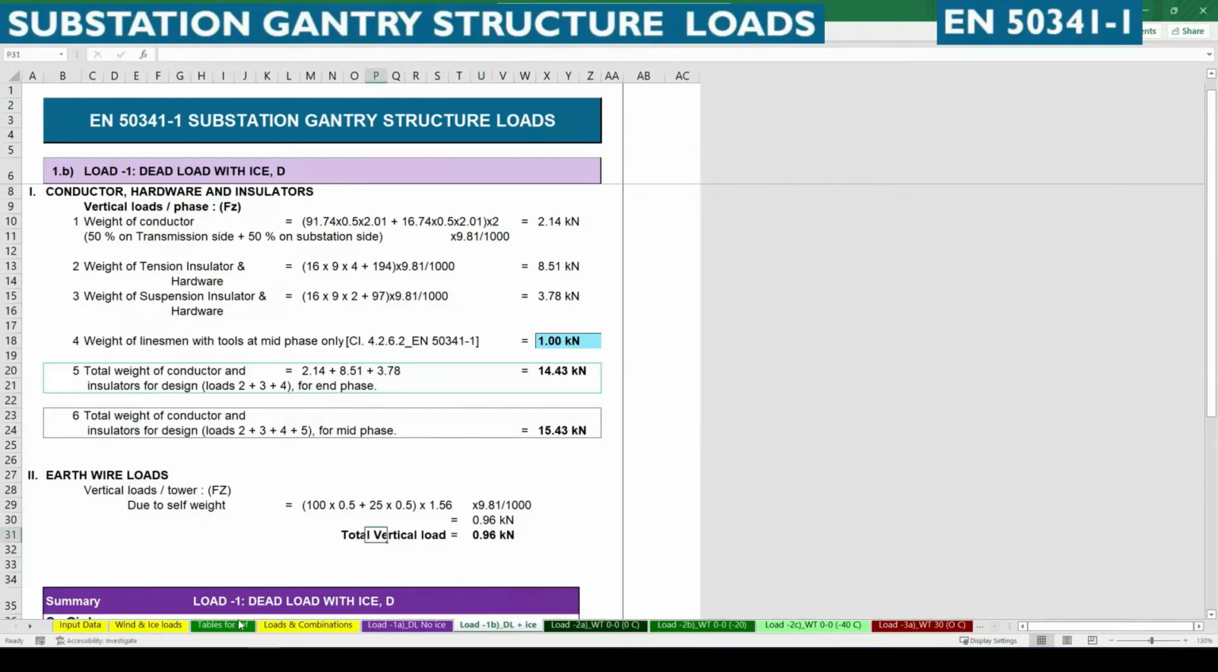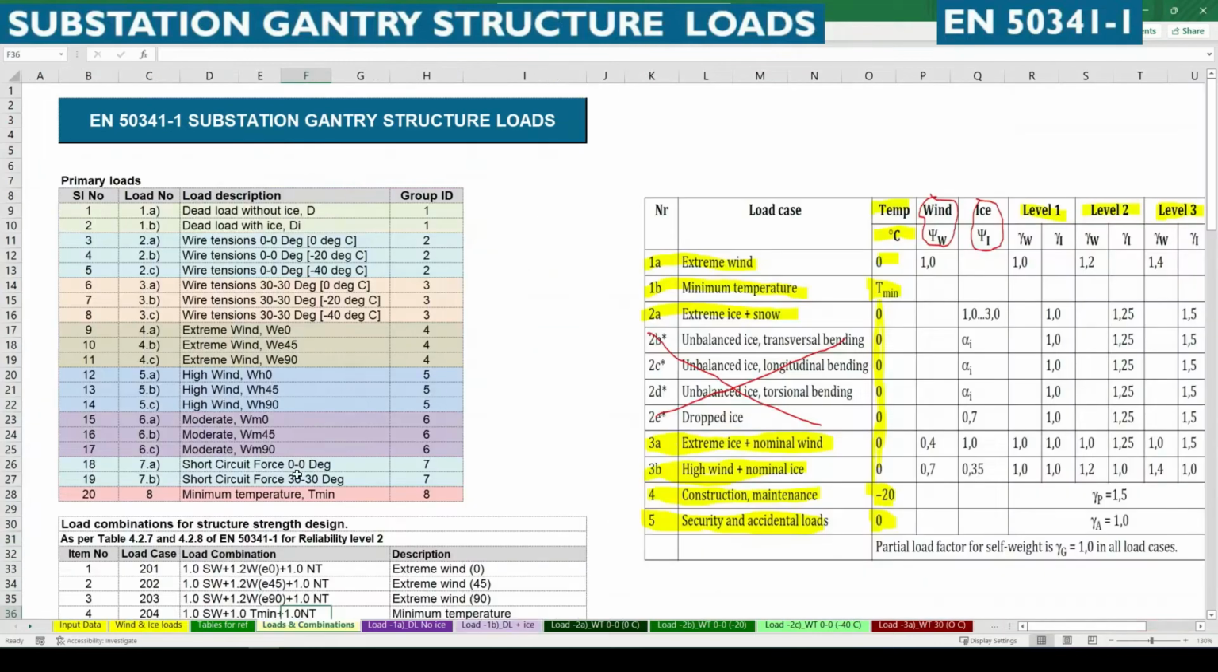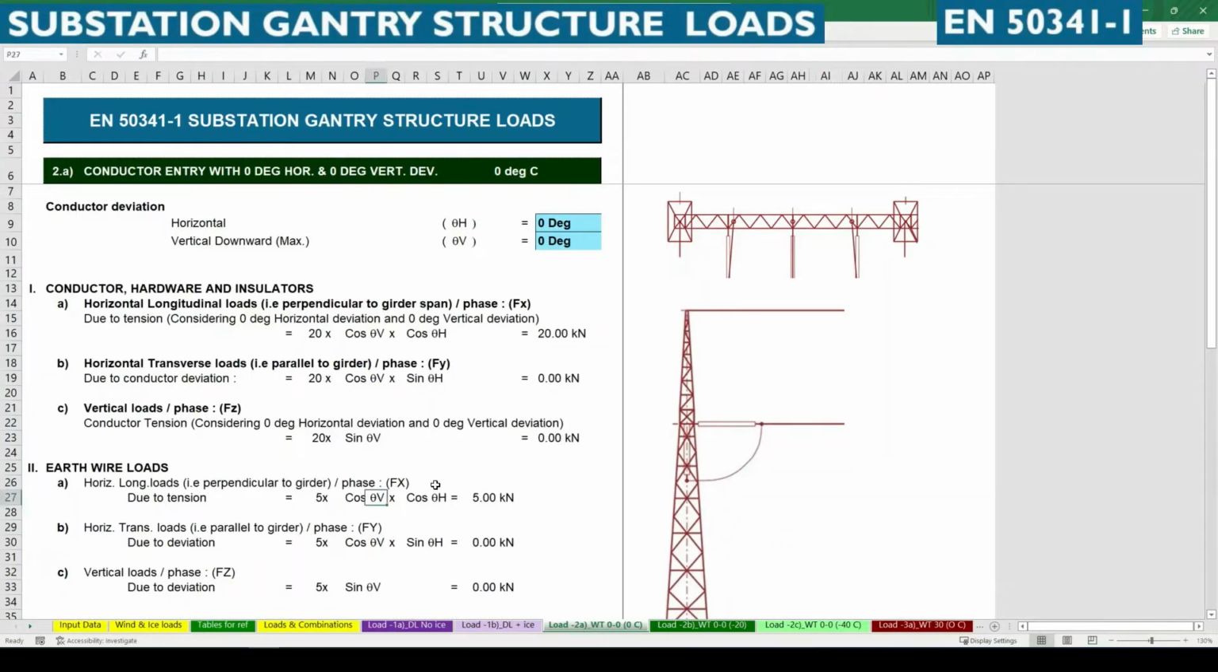Then the next one we need to check. In this, 1A and 1B we have calculated. Next are 2A, 2B and 2C, so let me see how to calculate those. Load 2A is nothing but the conductor wire tension. Both conductor and earth wire tension we need to calculate, with respect to their horizontal and vertical deviation. Here both horizontal and vertical deviation are 0, as we are considering.